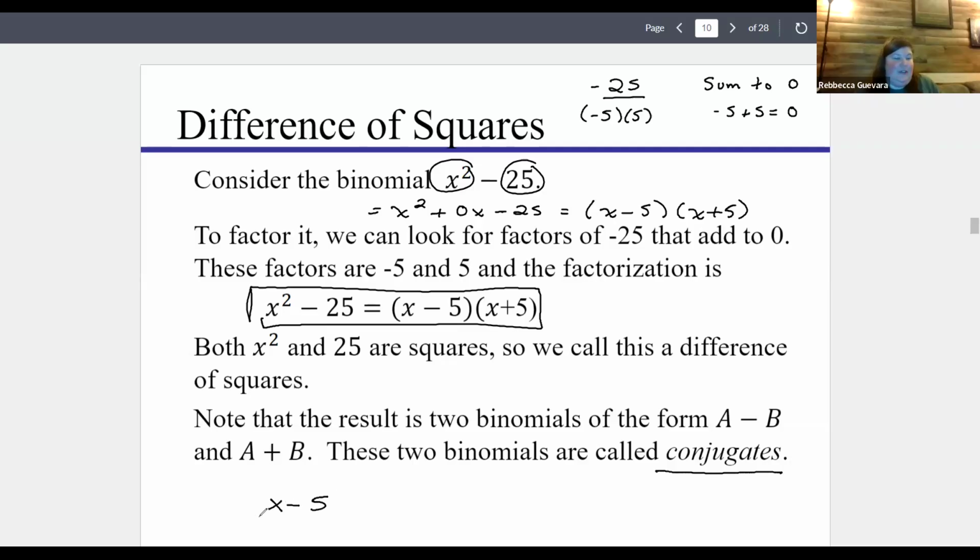So when you have this, that is the conjugate of x plus 5, and it goes both ways. All the conjugates are is two numbers, their difference and then their sum. Those are the conjugates. And it works in reverse as well. I just want to bring up conjugates because they will come back.